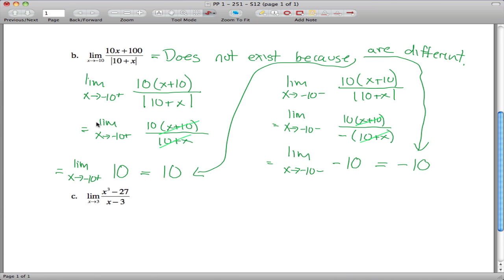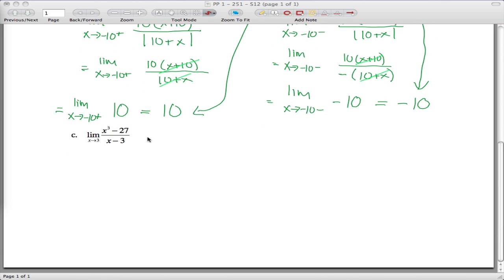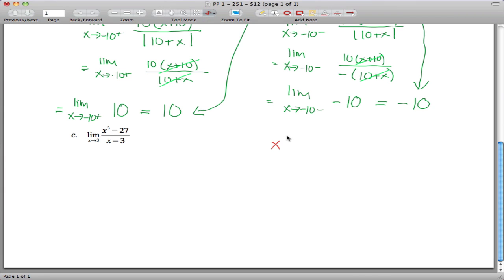All right, finally, that's the end of part B. That was kind of a long one. Part C here, let's see, the trick here, well, there's two ways you can do this. X cubed minus 27 is a difference of cubes. So you might just know, using the difference of cubes formula, that x cubed minus 27 is equal to x minus 3 times x squared plus 3x plus 9.